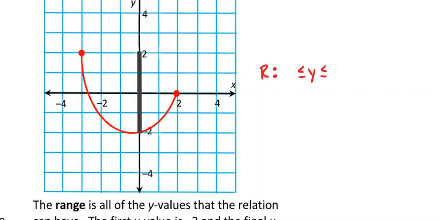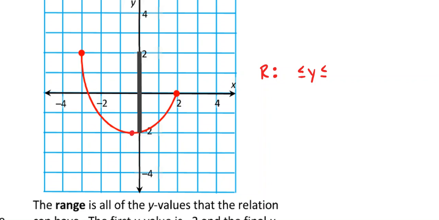2? 2? 0. Ooh, I heard something over here. No. Wouldn't it be 0? What? 2 and 2. No, it won't be 2 and 2. What's the lowest point on this graph? 0. -2, right? This exists down here, right?